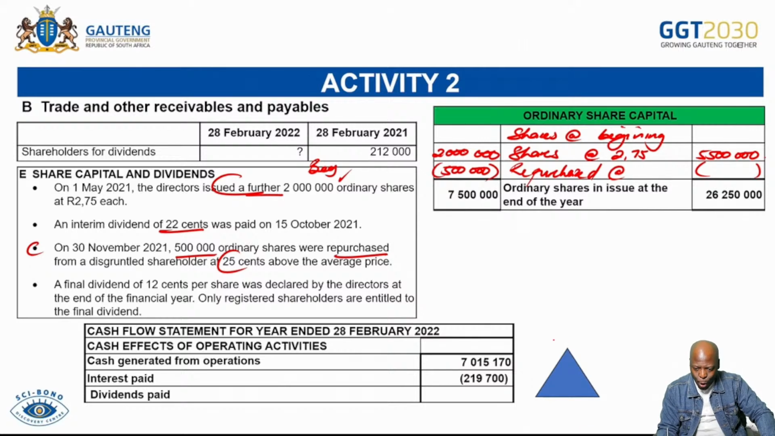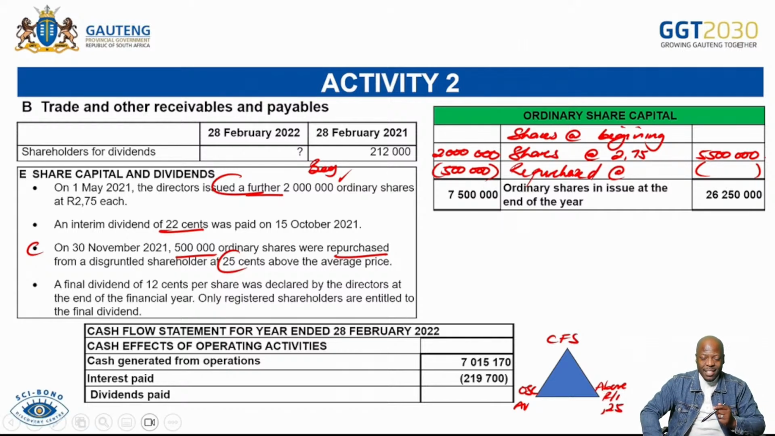I know the top part is the cash flow amount, the repurchase price, what we paid in full. And this is the ordinary share, the average price. This is the average price, and this is the above, which goes to the retained income. So we are told it's 25 cents above. That goes to the retained income. So do I bring the 25 cents here? No. What do I bring now?